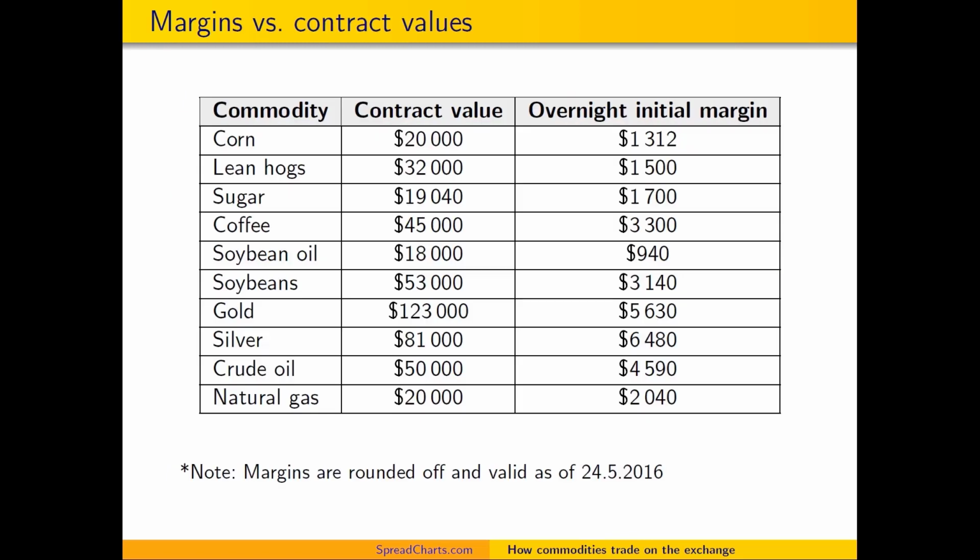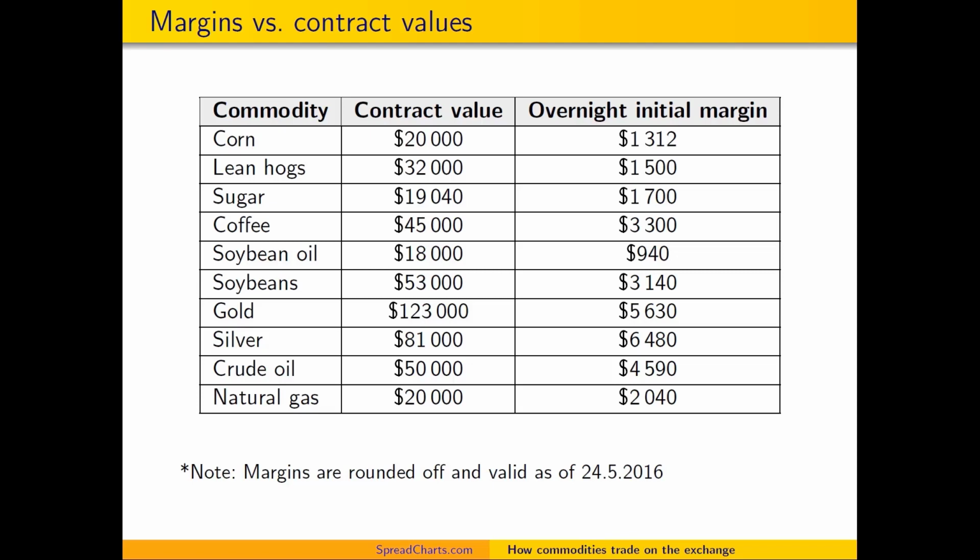For example, corn has a contract value of $20,000 and the margin is $1,312. Gold's contract value is $123,000 and the margin is only $5,630. Of course, $5,630 is a lot, but if you compare it to the contract value, it looks tiny.